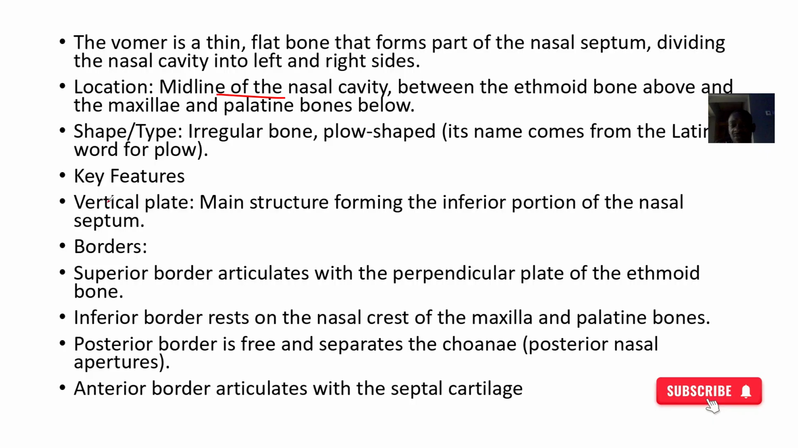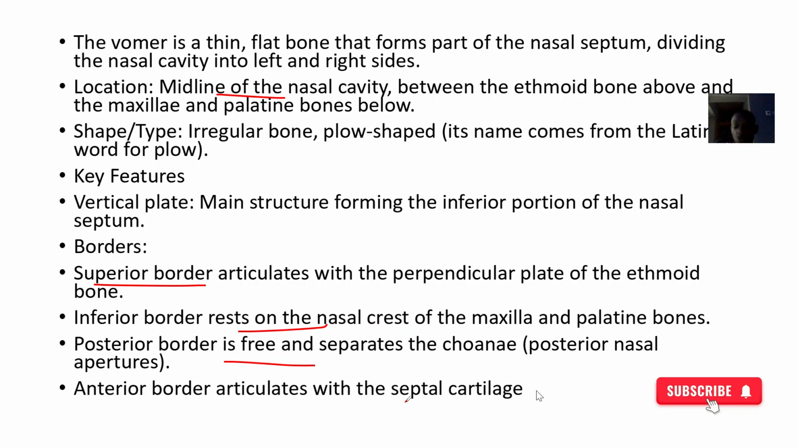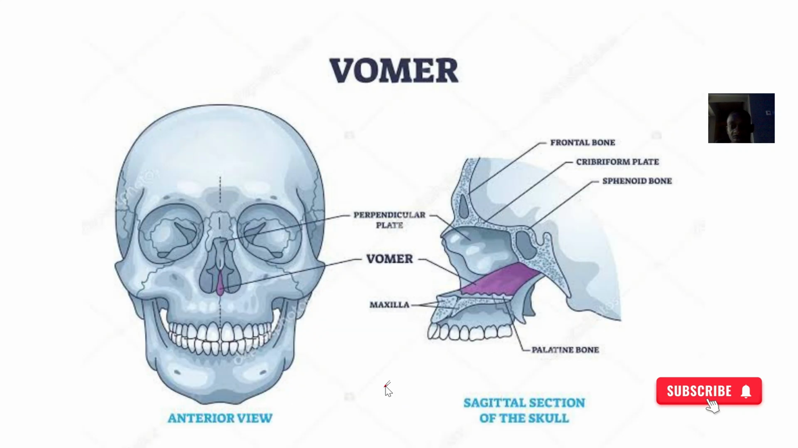Key features: it has a vertical plate. It has a superior border that articulates with the perpendicular plate of the ethmoid bone. It has an inferior border that rests on the nasal crest of the maxilla and the palatine bone. It has the posterior border, which is free and separates the choanae. It also has the anterior border that articulates with the septal cartilage.